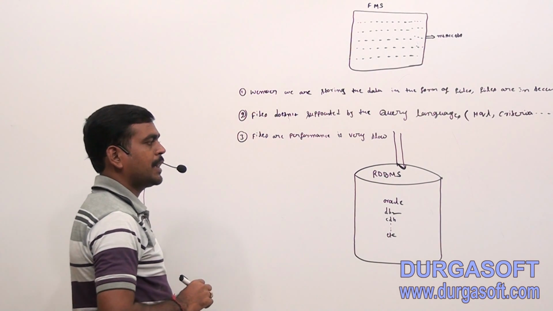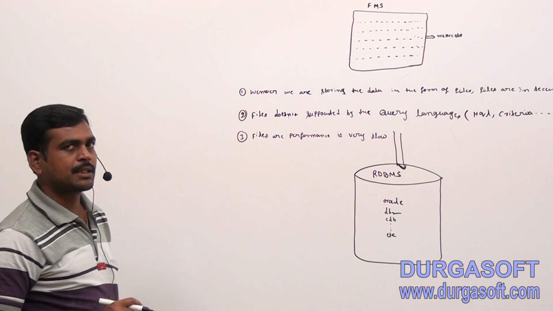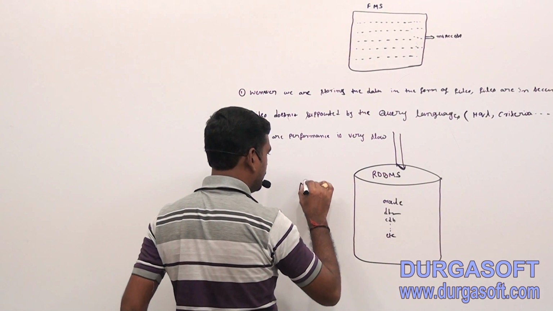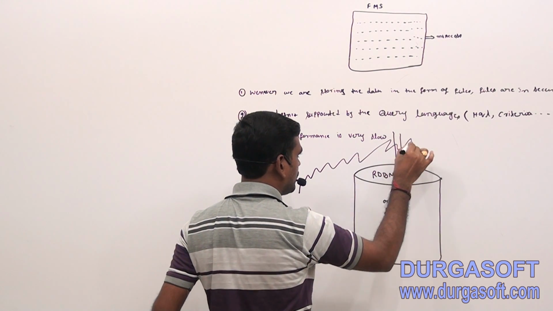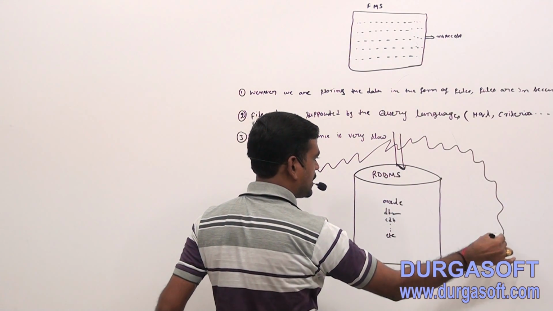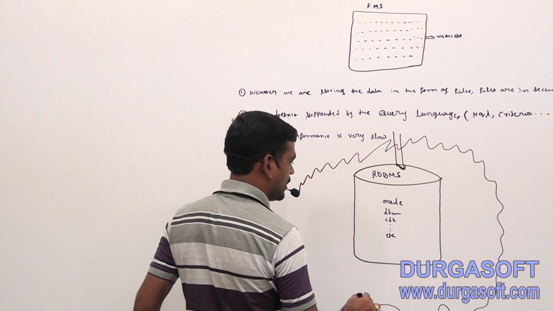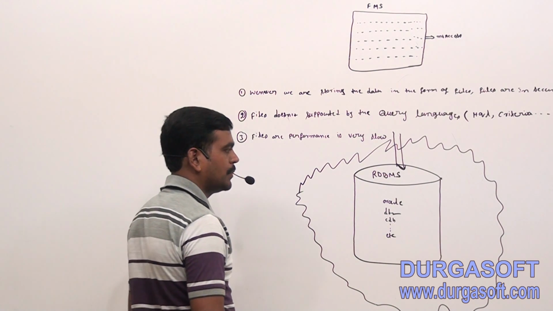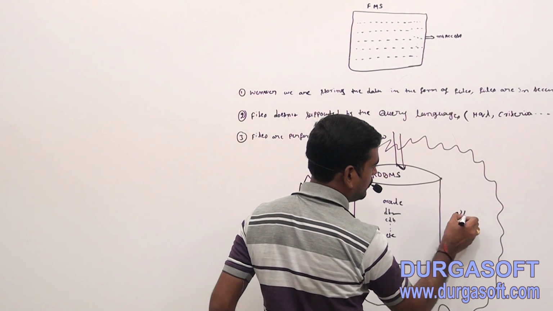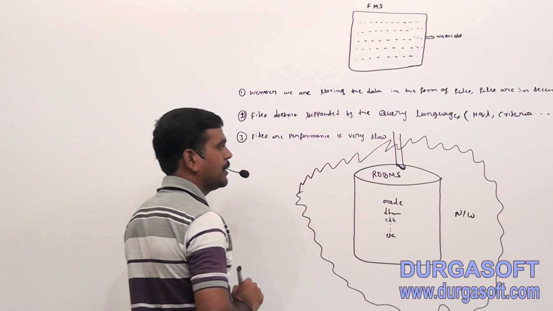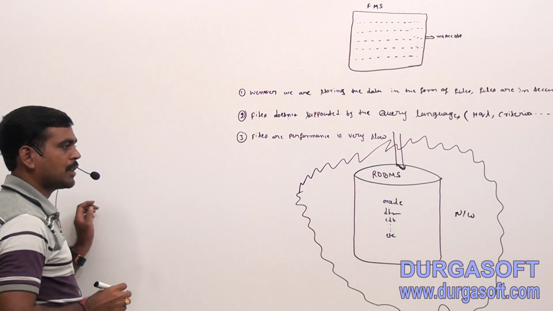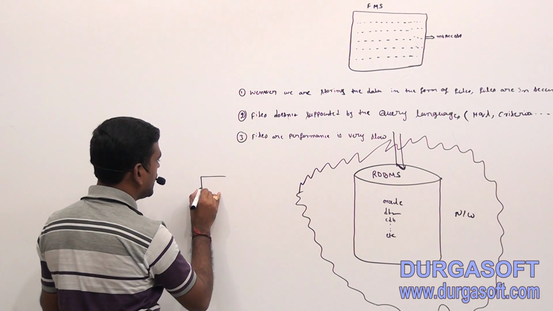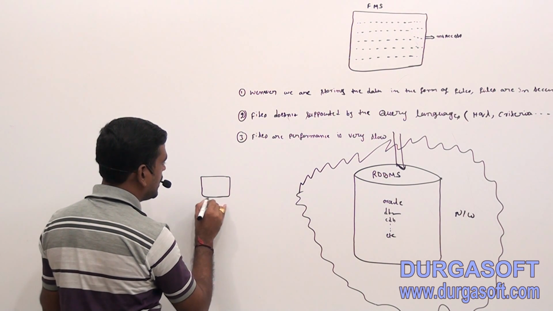But whenever we are connecting directly to that RDBMS, there is one small problem here. Assume that this RDBMS is available in the network. Now different people are communicating with that RDBMS at a time, directly communicating with that RDBMS.